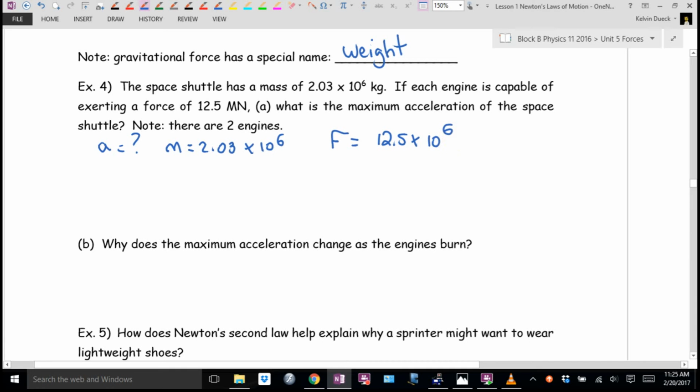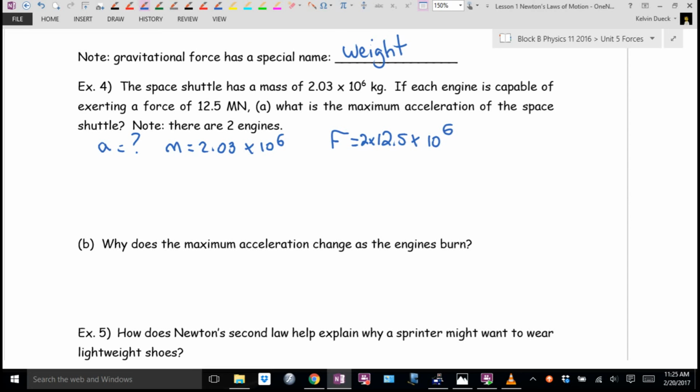This is wrong. Why is this wrong? Okay, in front, I'm going to go 2 times that. 2 engines. Why do we have 2? Because there's 2 engines. I'm sorry, I'm not going to change it. These are the 2 big side engines that you used to see on the space shuttle. The solid fuel booster rockets.